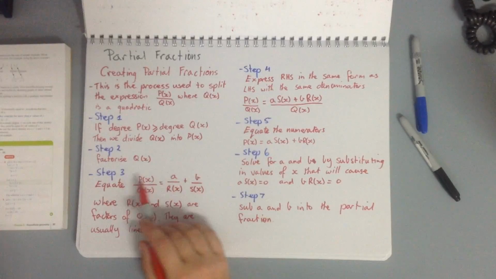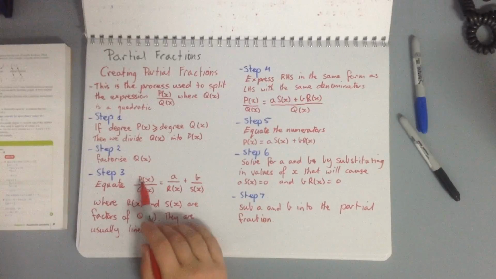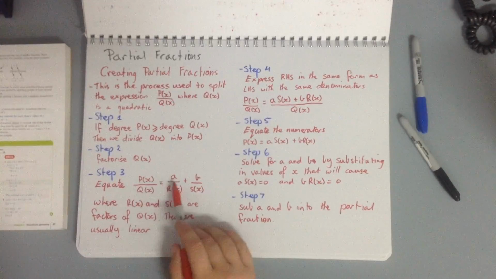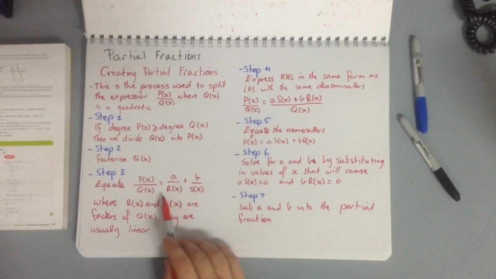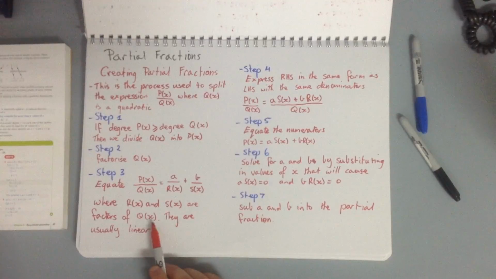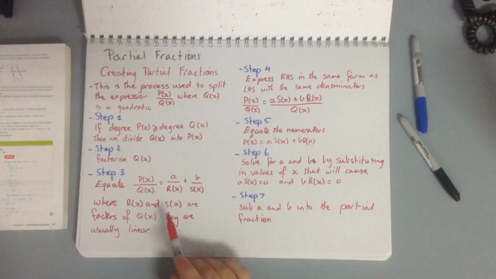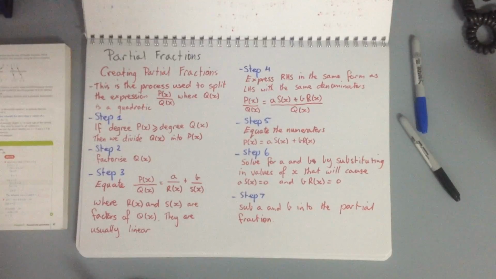Step 3 is to set up this equation here, where we've got the original expression equal to a over r of x plus b over s of x. And r of x and s of x are just factors of q of x, and they're usually linear. So factorize this. This is one factor, that's the other factor. And we'll put in these values a and b.